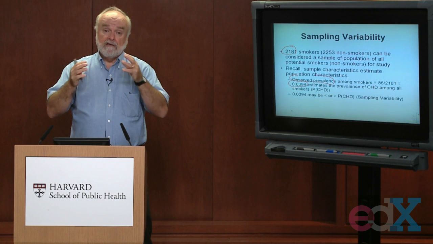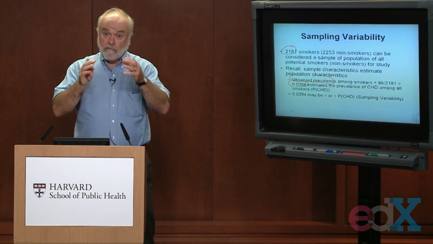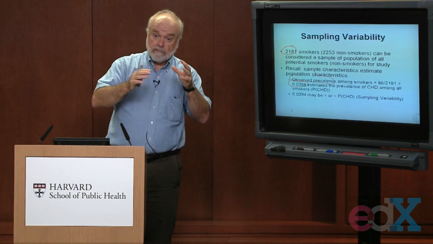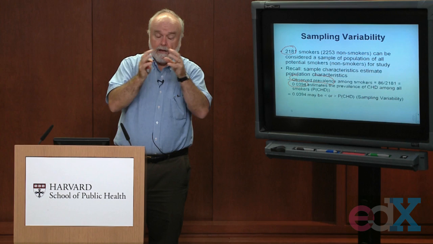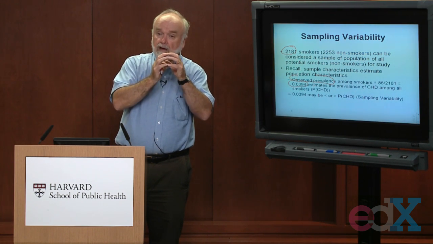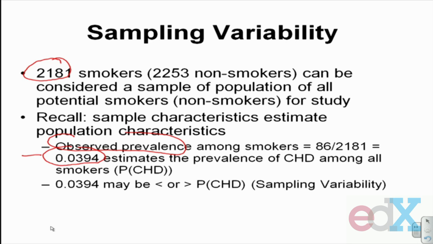And as an estimate, it could be a little bit above the true value, it could be a little bit below the true value, just based on what we call chance alone. Sampling variability means hopefully our random sample's characteristics reflect those of a larger population. But remember, it's only based on a small percentage of that larger population. And therefore, the characteristics we observe in our sample, a prevalence of 0.0394, is only an estimate of the corresponding prevalence in this larger population of all potential smokers.